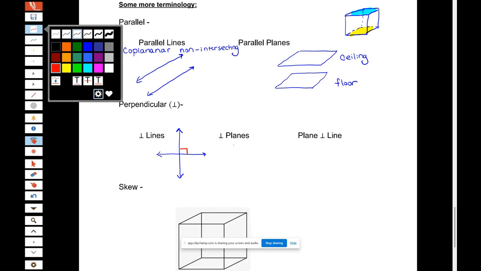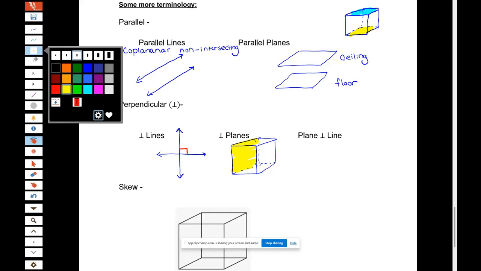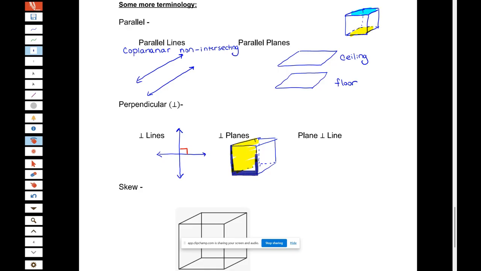Perpendicular planes also make a right angle. That would be easy to draw on a cube. I like to use cubes for things because most people know how to draw them. So if I'm looking at this cube here, if I look at the left side, and then also the front side, along with the left side, I can see there's a right angle in the corner between them.